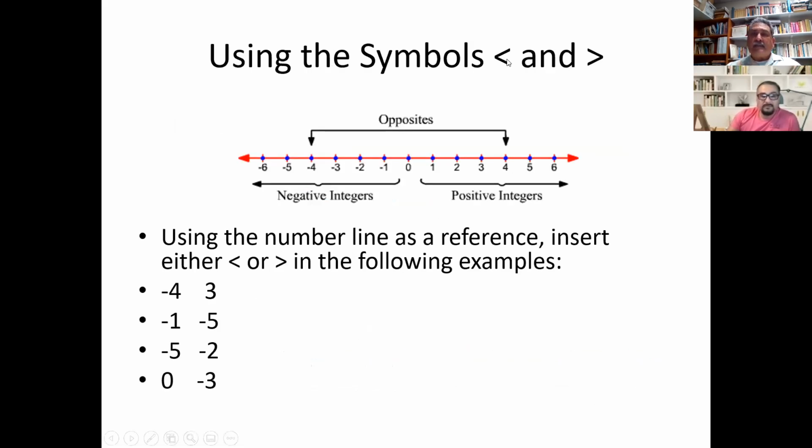Now we also have these symbols. This means less than, this means greater than, when we want to compare integers or any other numbers. For example, -4 is less than 3, so we must use this symbol. -1 is greater than -5. -5 is less than -2. 0 is greater than -3. You follow? Okay.